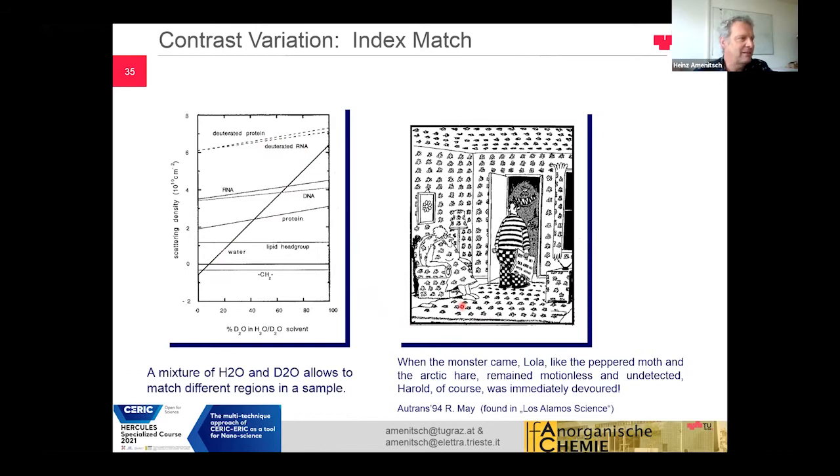Somehow shown up here is a sketch where you have a room where Lola is contrast matched, is invisible, and here a monster is knocking at the door, and Harold is opening the door. Harold has a very high contrast, is easily seen by the monster and the wood, and so Harold is caught by the neutrons, whereas Lola is invisible.